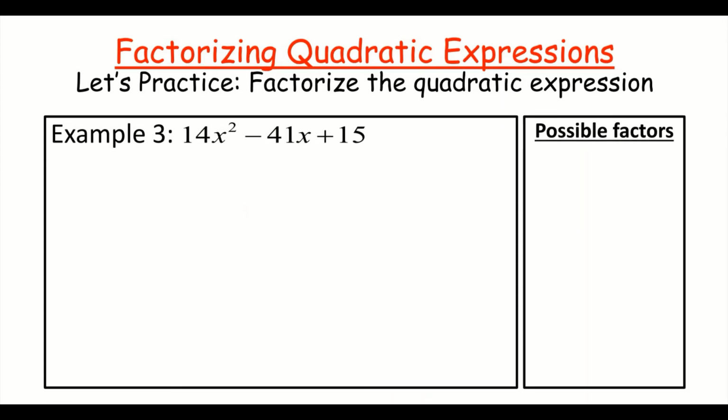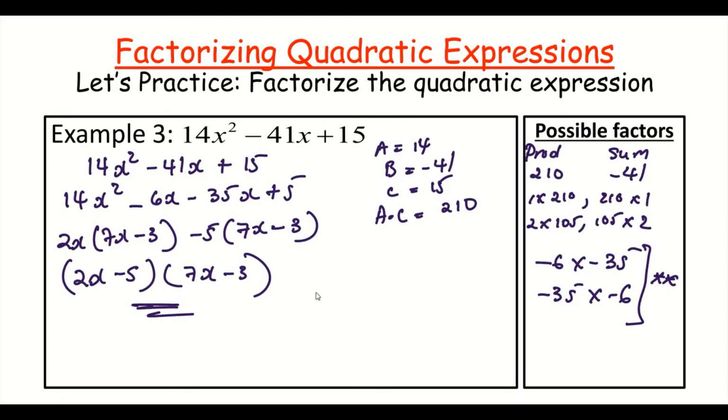Now, question 3 is worked the same way as questions 1 and 2. So I'm going to ask you to go ahead and try question 3, resume the video, compare your solution, and let's go. Alright, so our factors for 14x squared minus 41x plus 15 are 2x minus 5 and 7x minus 3.